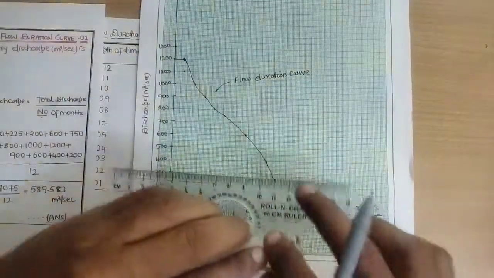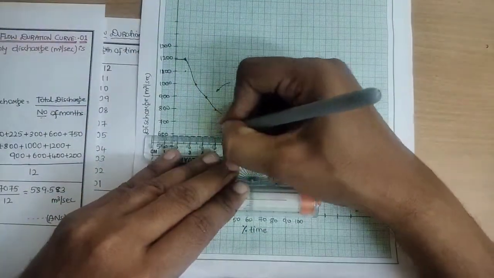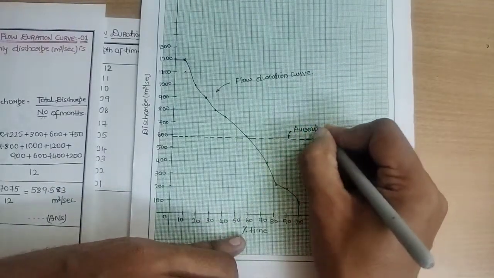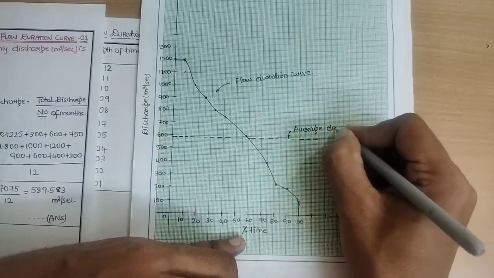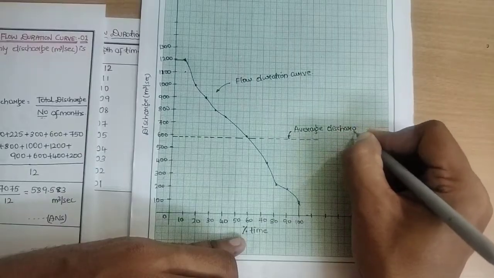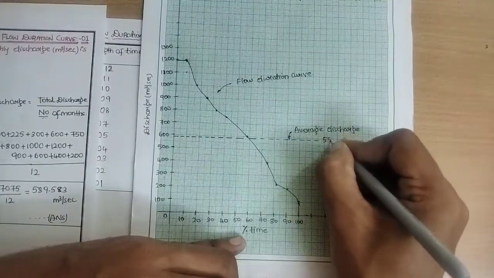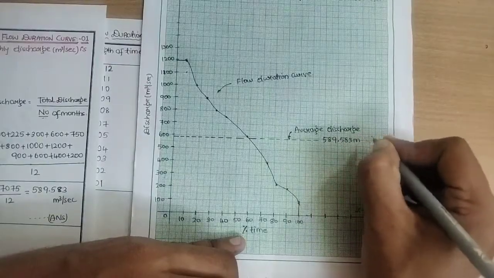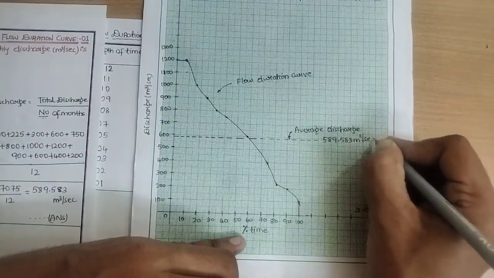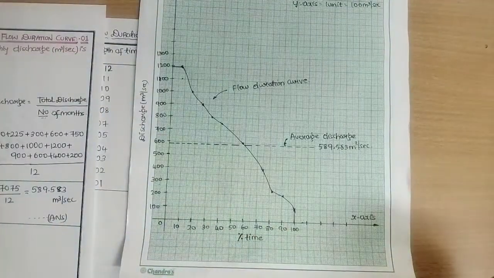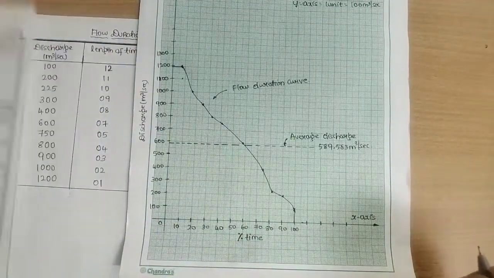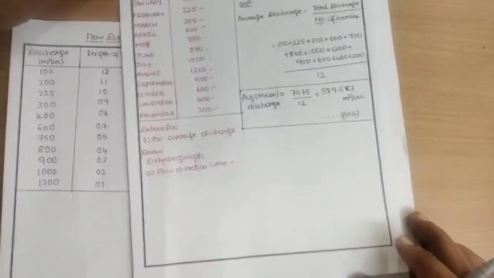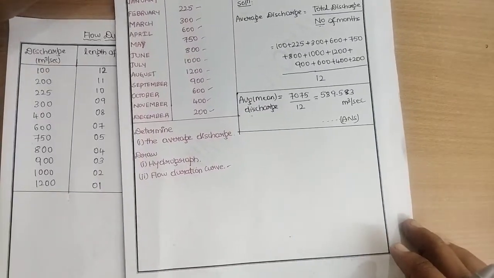Now let us show that value here. Let us call this line the average discharge or the mean discharge with the value 589.583 meter cube per second. So this completes the construction of the second part of the question, that is the flow duration curve. And this completes the complete numerical.